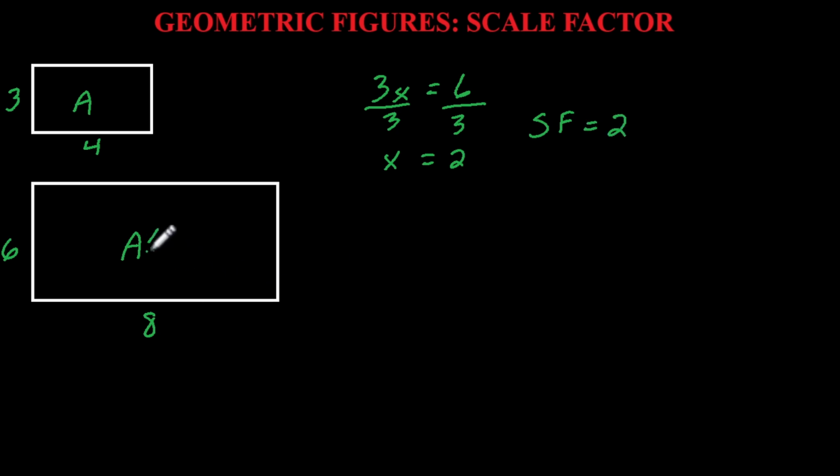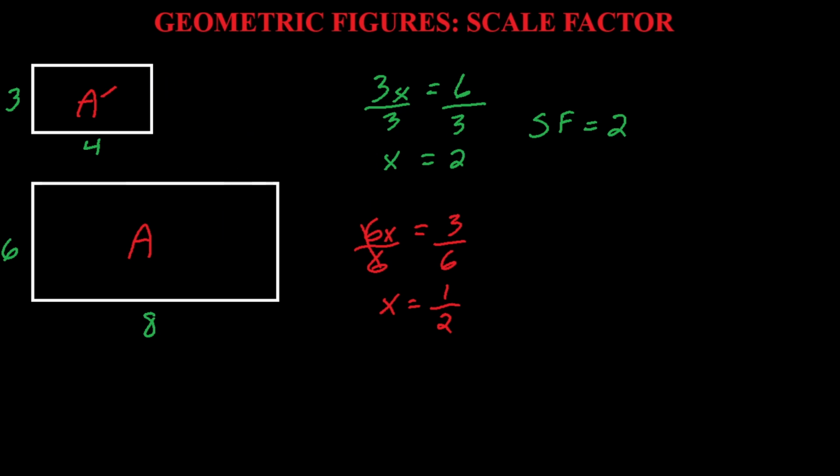Now, if this one was A and this one was A prime, then going from the bigger to the smaller, we noticed before that it was just the reciprocal. So let's test to see if that's true. Let's see if it's 1/2. So what I do is I'm going to go from 6 down to 3. So 6 times some unknown number equals 3. And when I divide both sides by 6, this time I'm going to get x equals 1/2. So the scale factor going from the bigger to the smaller is the reciprocal of going from the smaller to the bigger.